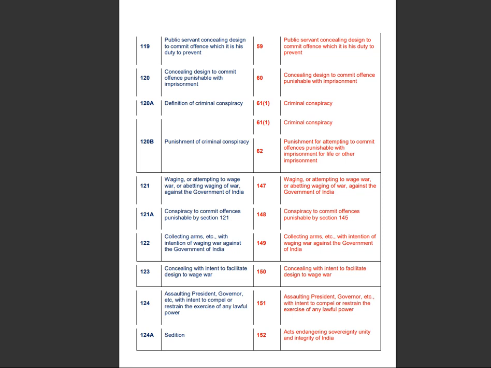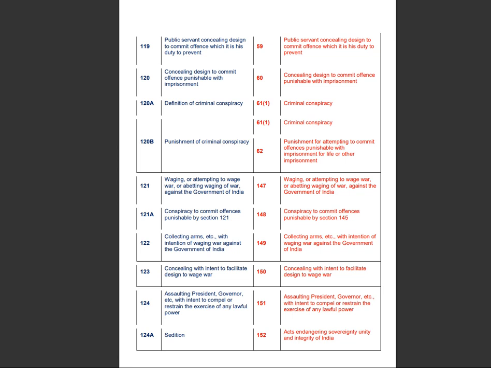Section 124 of the Indian Penal Code deals with assaulting president, governor, etc., with intent to compel or restrain the exercise of any lawful power, whereas Section 151 of the BNS deals with assaulting president, governor, etc., with intent to compel or restrain the exercise of any lawful power.